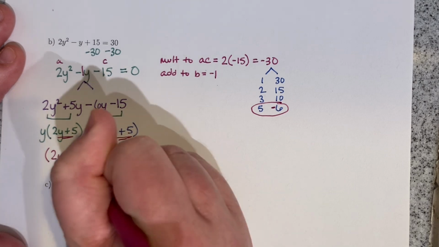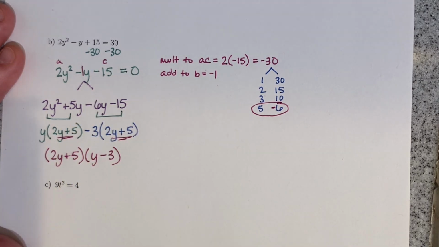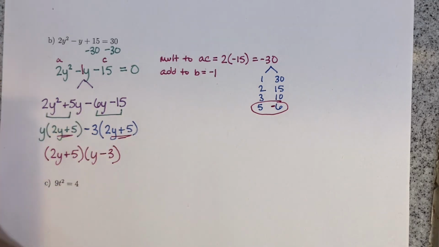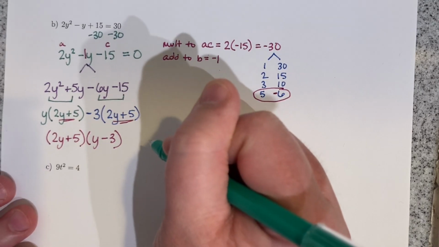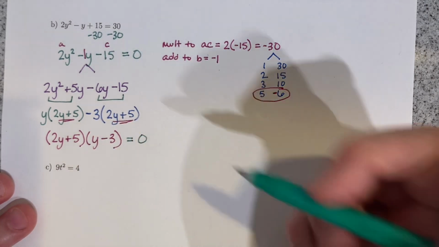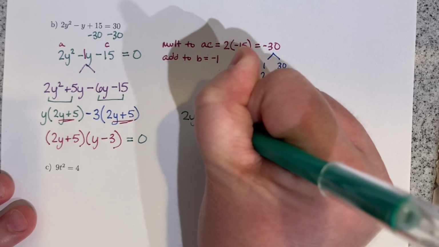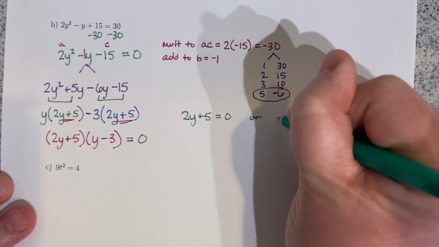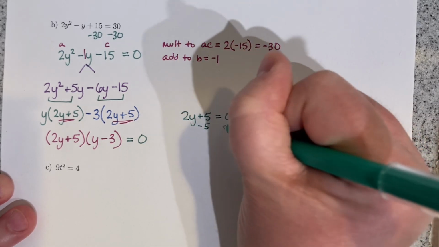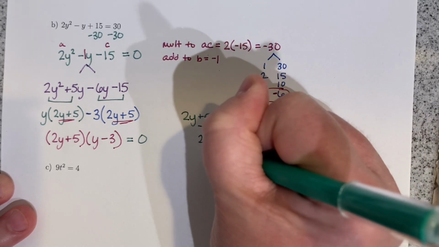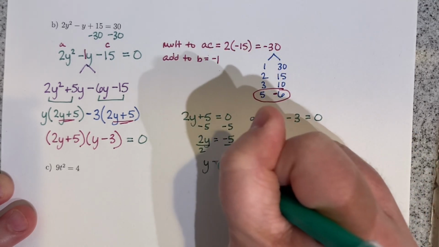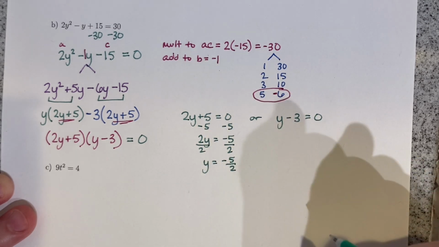2y plus 5 times y minus 3 is factored form, and we still have this equals 0 that we worked hard to get at the beginning. I don't know if that was that hard, but we made sure we got it. So now our two answers, we either have 2y plus 5 equals 0 or y minus 3 equals 0. So we're gonna undo addition with subtraction. 2y is negative 5, divide by 2, divide by 2. Y is negative 5 over 2.